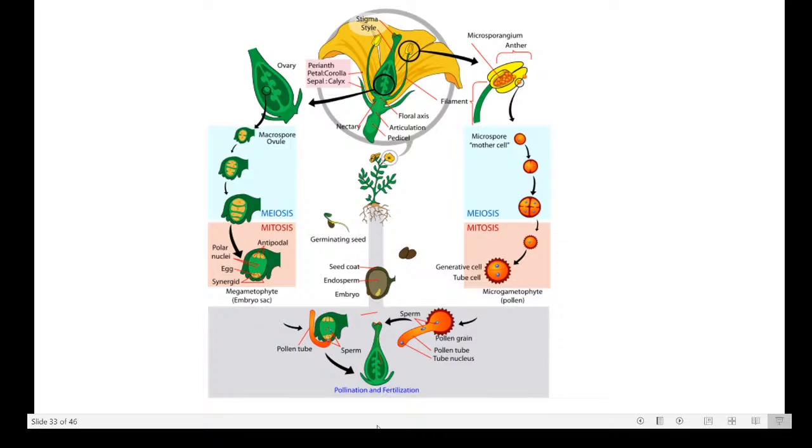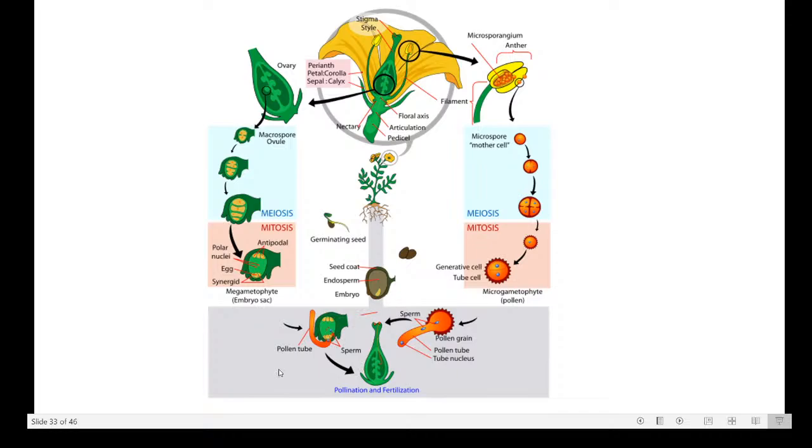This is one process. Okay, this is another kind. This goes through the megasporogenesis. Here, the meiosis process gives us the four cells, and then the mitosis process gives the megagametophyte. This is the embryo sac.